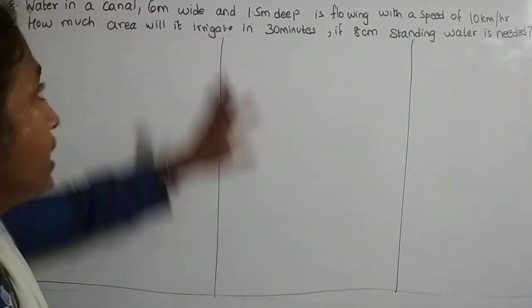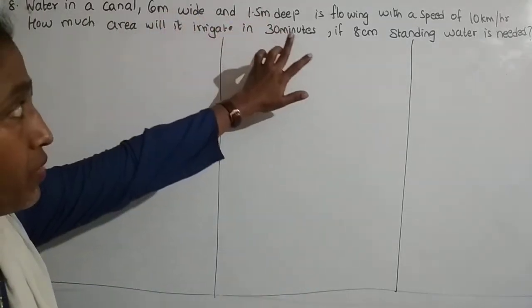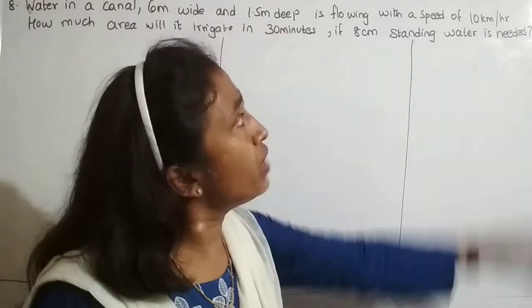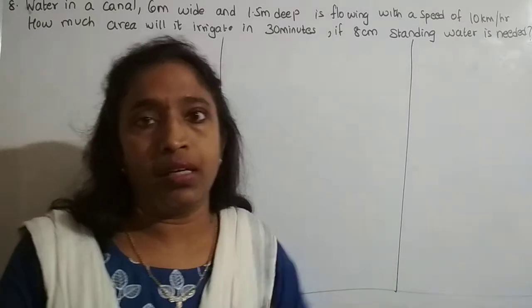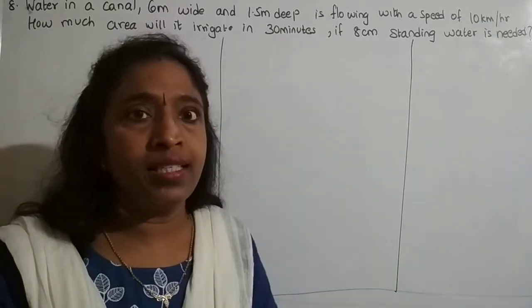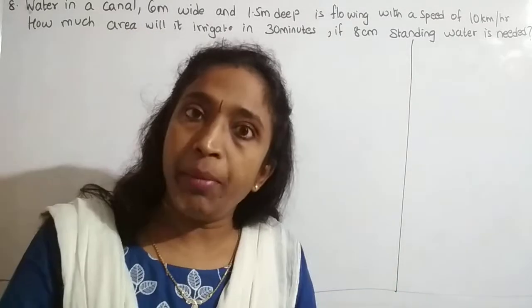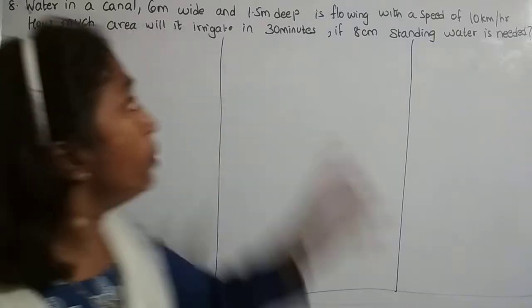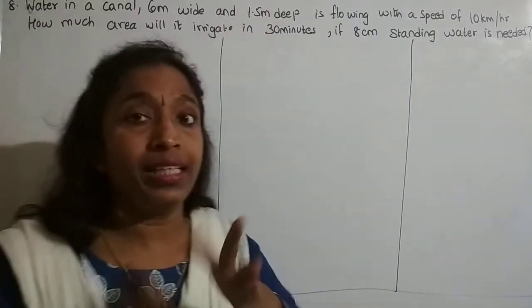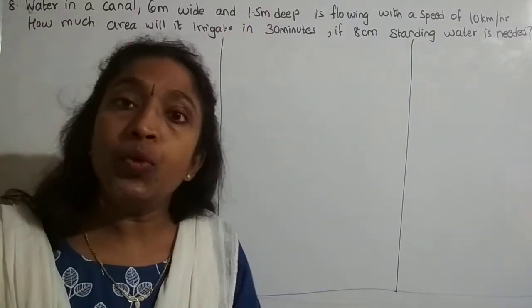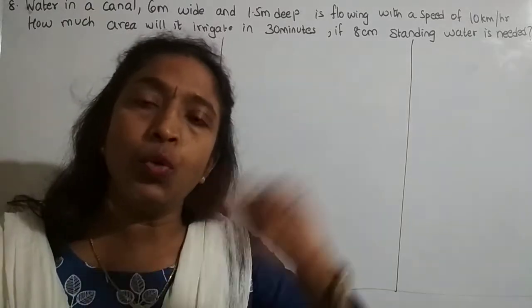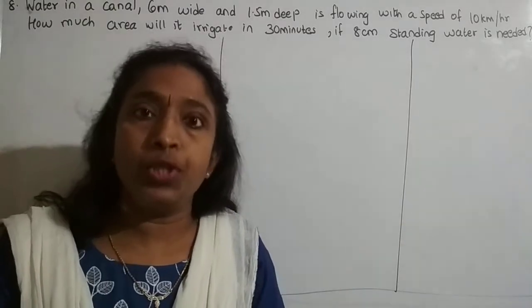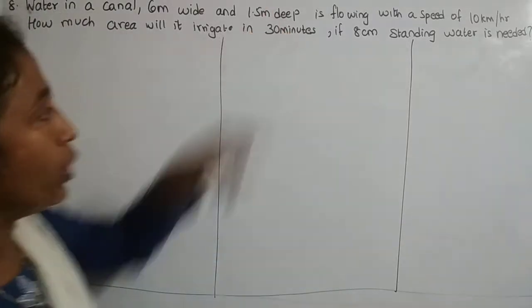Now here you can see that breadth is given and the height is given. It is also given that it is flowing with a speed of 10 km per hour. So here we can analyze: if the word circle or diameter is used, then we can understand it is a cylindrical shape. Here breadth and height is given, so by seeing the dimensions you should make out what exactly the shape is. So here the shape is a cuboidal shape.